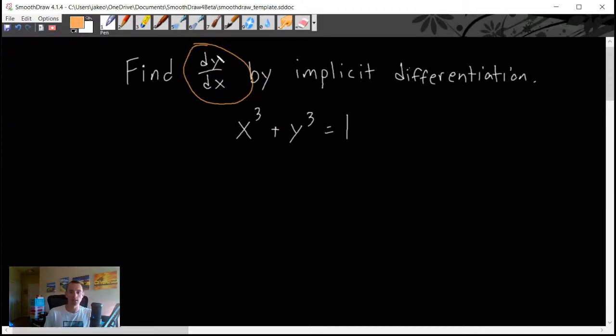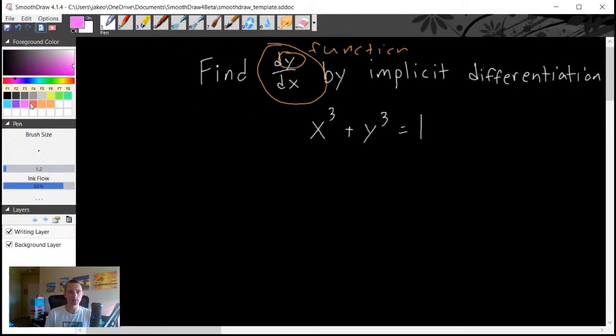Whenever you have d something over d something like we have here, whatever is this top letter right here, that's always going to be your function, basically. So wherever you see a y in this equation, we need to treat that as a function. And whatever letter is down on the bottom, that's what you're going to treat as a variable. So in this case, x, the thing that we have down here on the bottom, is going to be a variable.